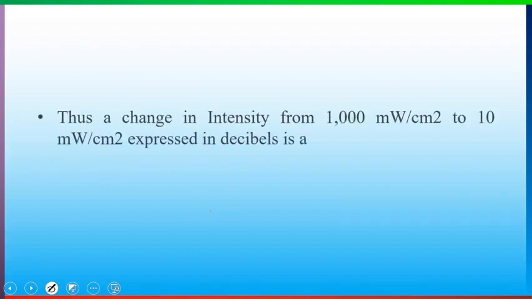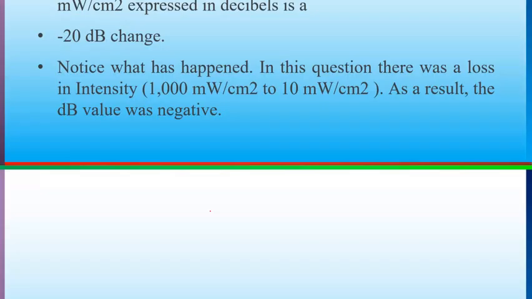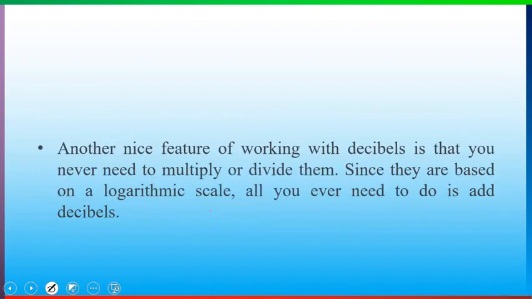So if any change occurs in intensity from 1000 milliwatt per centimeter square to 10 milliwatt per centimeter square, that will be equal to minus 20 decibel. Now the minus sign doesn't affect the magnitude, but actually shows the direction, that this change is a reduction. This is not an increase. So this is a reduction in amplitude, intensity.